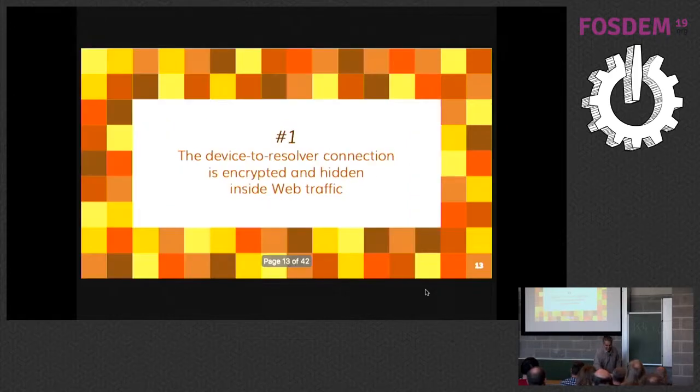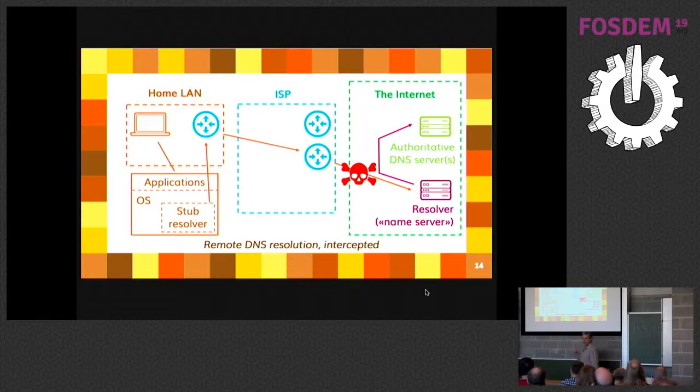So we'll go through these three changes and see whether they are good or bad. What do they do? So the first one is encrypting the connection and hiding it in the web traffic. This is the scenario it's trying to address. You have someone trying to spy on you somewhere over the internet on the path to your remote resolver. And of course, today DNS is not encrypted. The transport is not encrypted. So they can just see all your queries. They can track you. They can make a list of everything you see over the internet because everything starts with the DNS resolution.